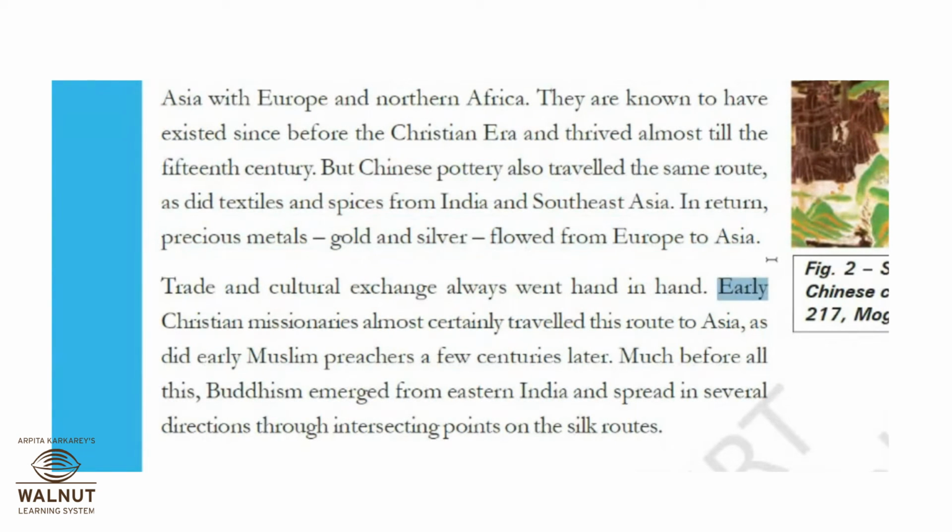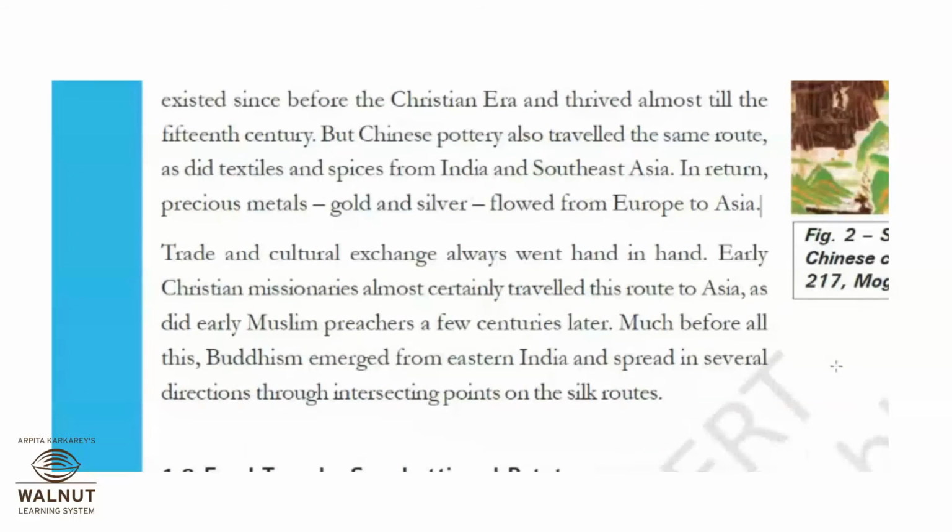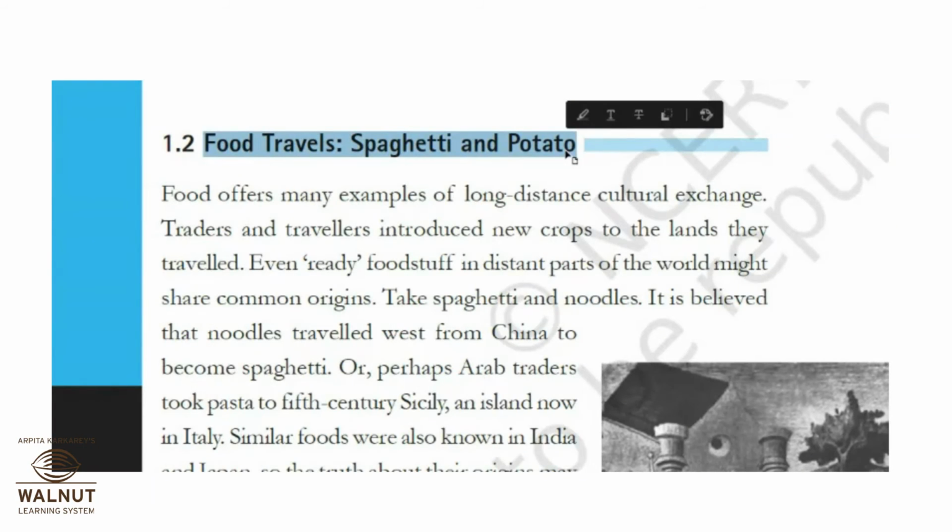Early Christian missionaries almost certainly traveled through this route to Asia, as did early Muslim preachers a few centuries later. Much before all this, Buddhism emerged from eastern India and spread in several directions through intersecting points on the Silk routes. Food travel, spaghetti and potato.